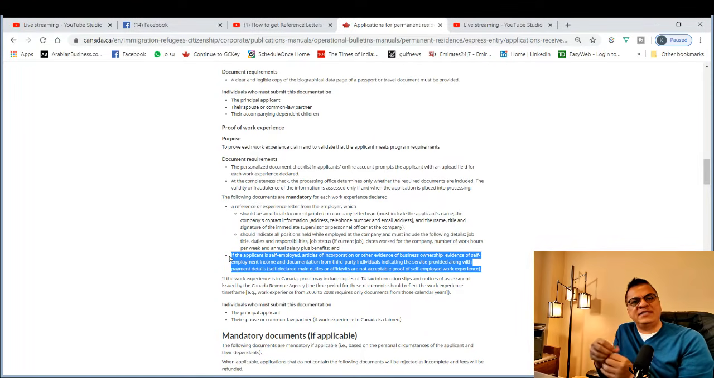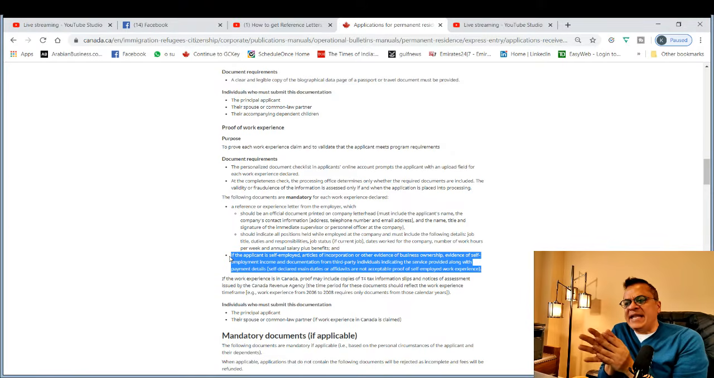Then evidence of self-employment income. You have to then prove that your business or your occupation was generating income for it to be considered valid. Again, it has to be paid period of work for it to be considered valid. And therefore you have to then provide evidence of self-employment income. So you will show invoices, you will show payment being received in your bank accounts, etc. And then the documentation from third-party individuals indicating the service provided along with the payment details.